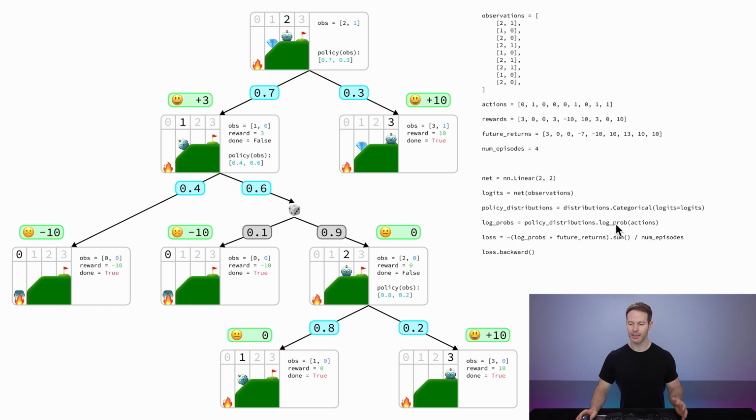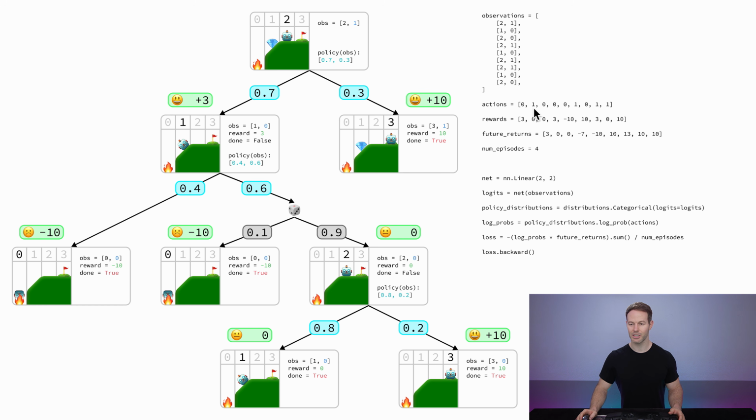So what this is doing is it's going through this list of actions, and for each action, it's looking at the probability distribution for each of the corresponding observations. So for this first action, it corresponds to our first observation. So when we input 2, 1, our policy is going to output this probability distribution, 0.7, 0.3. So we're asking to get the log probability of the first probability in this list. So it'll give us the log of 0.7.